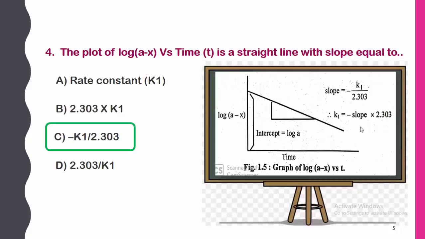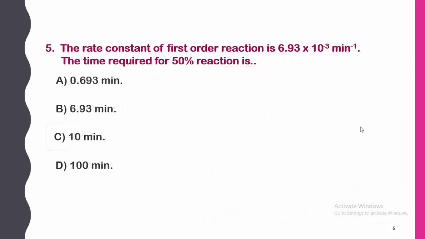You have to remember it. Slope is equal to minus K1 upon 2.303, which is the first order reaction graph. Sometimes the same graph, log a minus x versus time t, may be asked for the intercept. Intercept also you have to remember: intercept is equal to log a. But in this question slope is asked. The plot of log a minus x versus time t is a straight line with slope equal to minus K1 upon 2.303. Okay, let's go for another question.